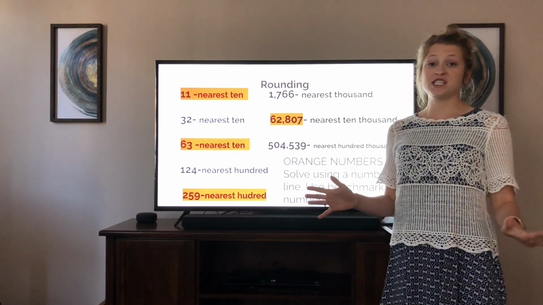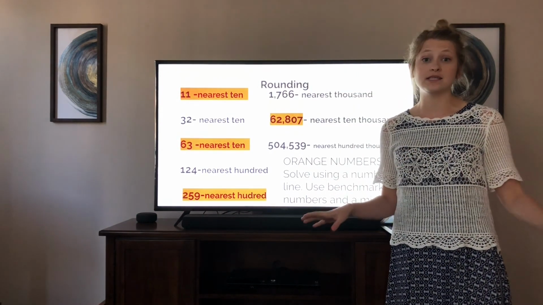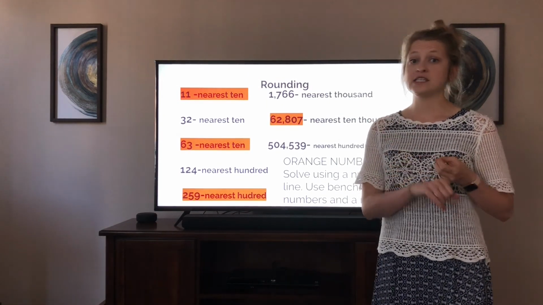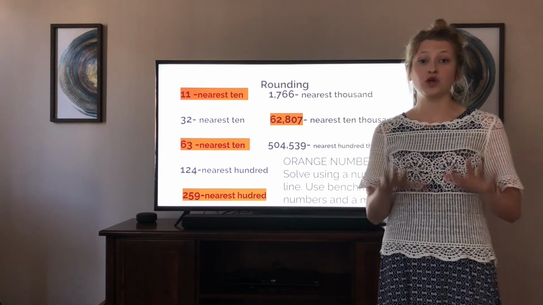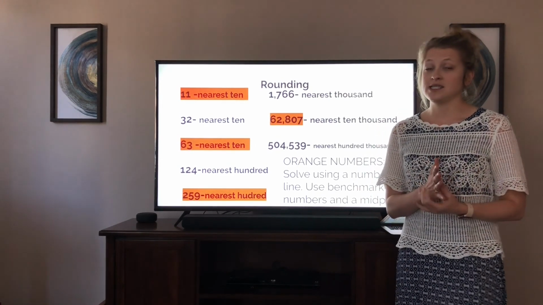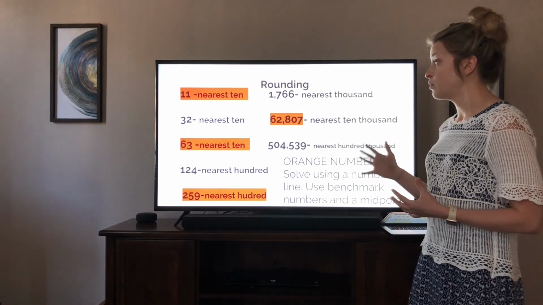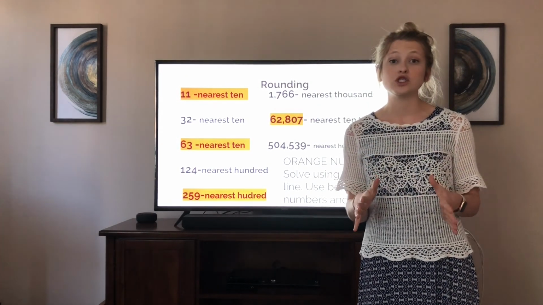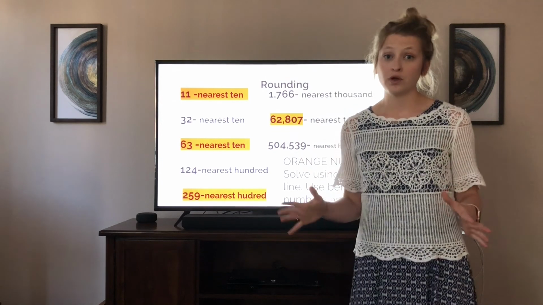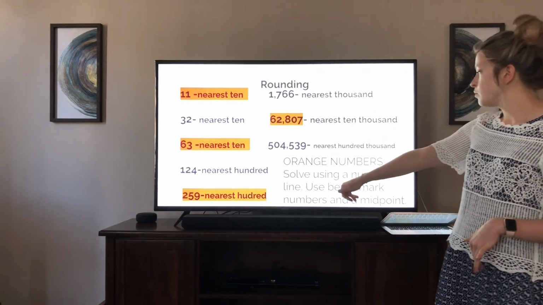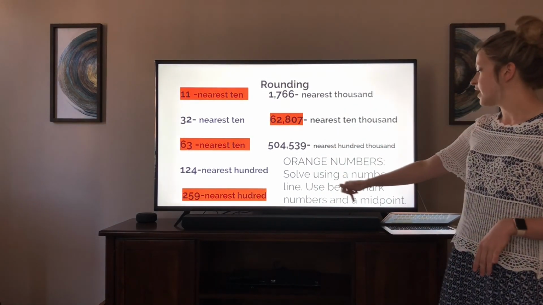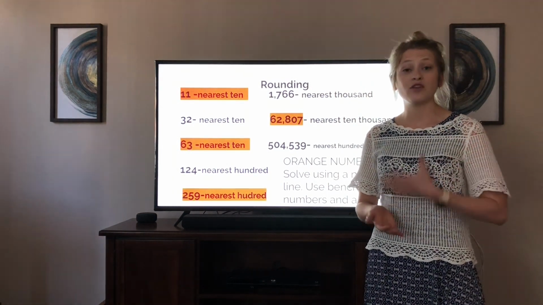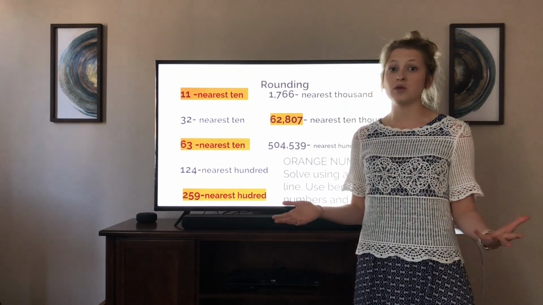So on this page, this is independent practice. So what I need you to do is make sure that, again, you have a pen and a piece of paper and you are ready to go. So what I've gone ahead and done is I've labeled the ones in orange that I would like you to visualize and show the rounding on a number line. And I said to remember that you're going to solve using a number line. You're going to find your benchmark numbers and then your midpoint, and then you're going to place that number either before or after the midpoint.